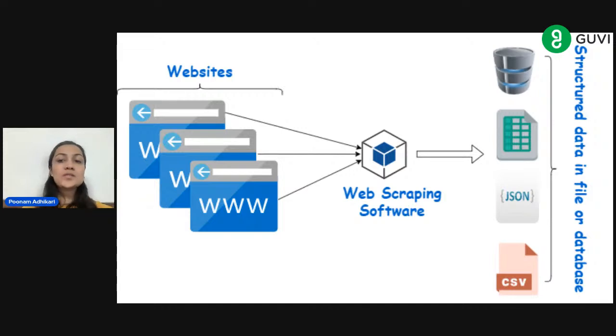Followed by that, once the extraction has been done, I'll be storing the data in a particular file format that I'm okay with, or in which I would like to store my data. The file format can be a CSV file, a JSON file, an Excel file, or it can be any data structure as well, or a database as well, right? The database can be a structured database or a NoSQL database.